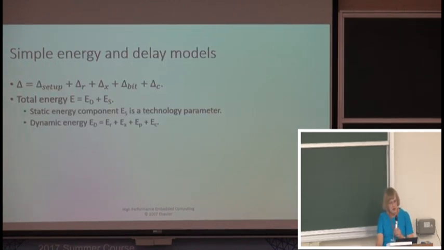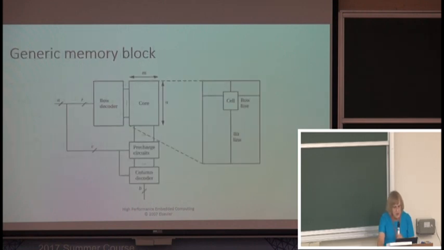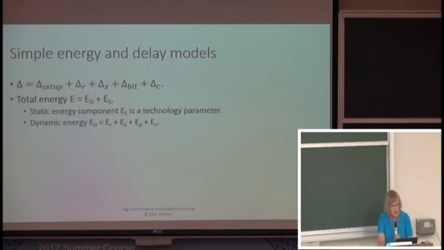How about energy and delay? There's of course a static energy component. But in the case of energy and delay, we can look at the cost of the row decoder, the core, pre-charge, and also the column. Once again, we can characterize these cells independently, and then the delay depends, things like the bit line delay depend upon the size of the memory. The row delay, for instance, does not.